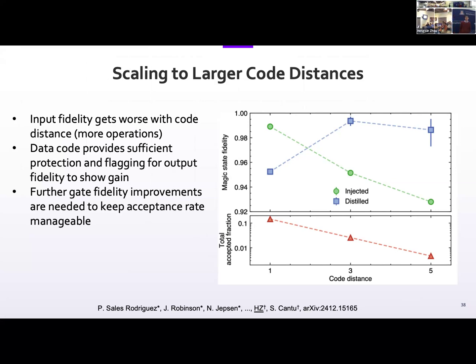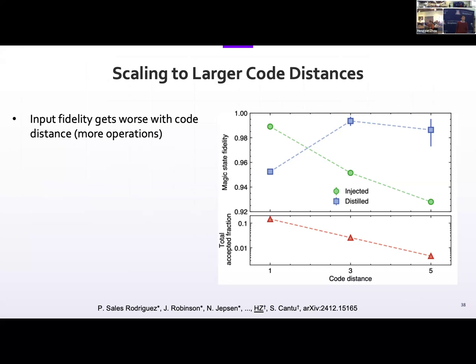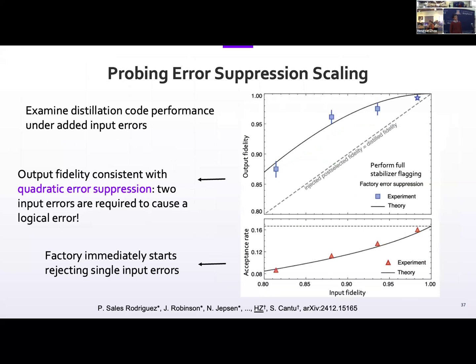You showed that there's this quadratic rise in the fidelity. What's the intuition that it should be a quadratic rise or quadratic suppression? Yeah, so essentially, if you only had a single error, that would cause your factory bit to flip, and that would just get rejected by the factory. Whereas if you had two errors, then it could flip and then flip back and then pass the factory test, and then it's in your output. So that's why it's quadratic.